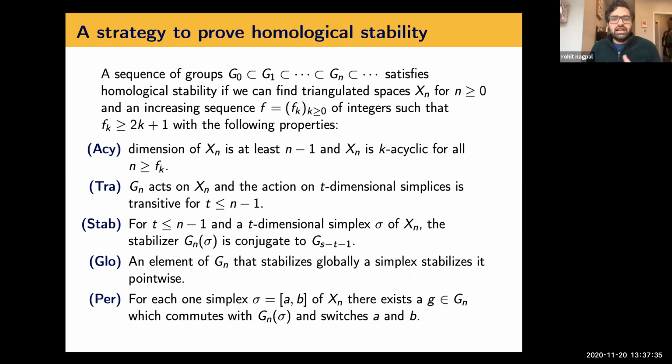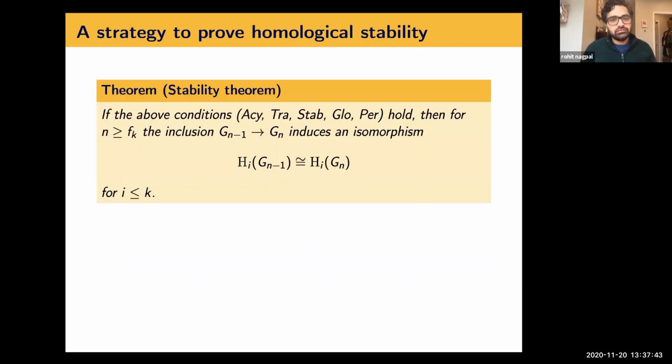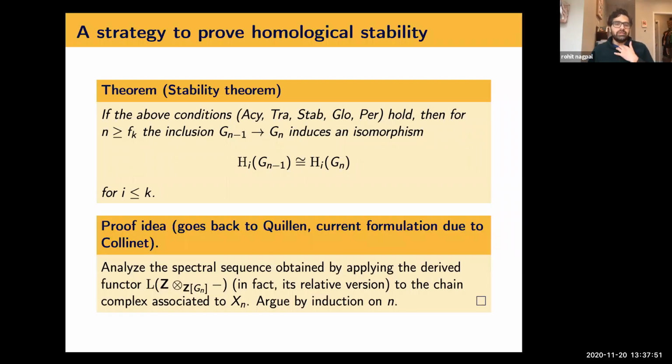Okay, so the general result is that if you can find a triangulated space with these properties, then the groups have stability. So all these conditions hold and we have stability. The proof goes back to Quillen, but this formulation is due to Collinet. The proof is kind of just analyzing some spectral sequence. You just take relative cohomologies, you apply this derived functor, or actually a relative version of it. So it's kind of a relative cohomology spectral sequence, and you just argue by induction. That's all it takes to prove this stability theorem.